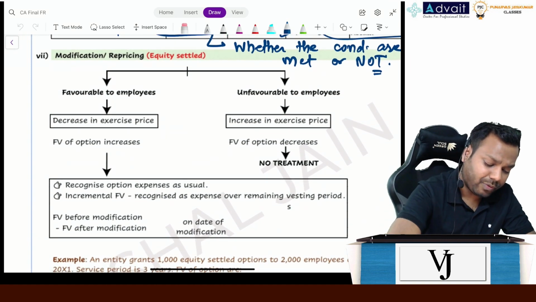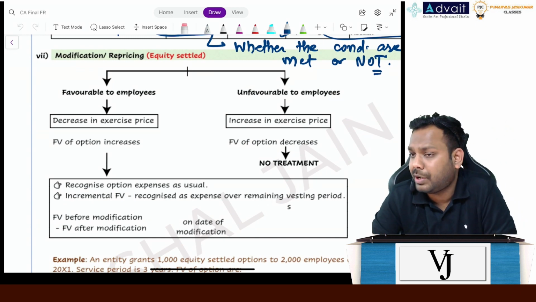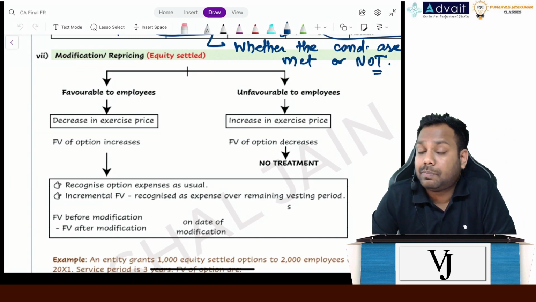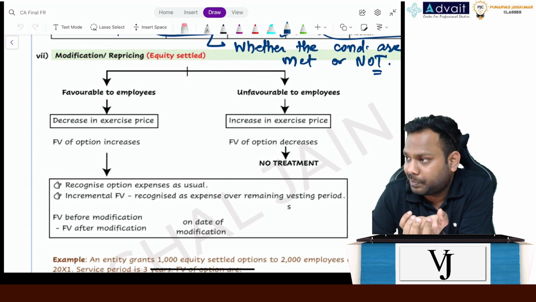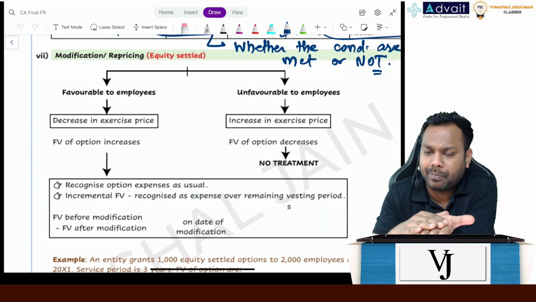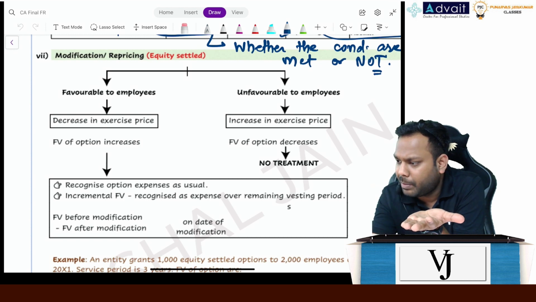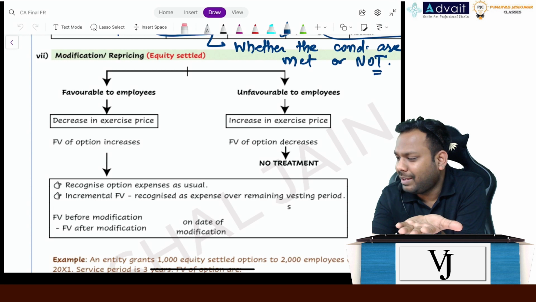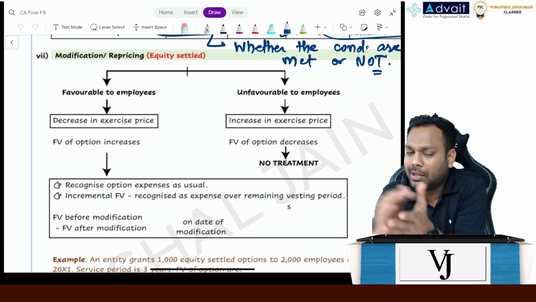What is the meaning of modification of share-based payment plans, or you can say a repricing? The whole intent to give share-based payments to employees is to retain them. Now think about a company whose market price is decreasing day by day. Don't you think the employees will think, anyway the price is decreasing, so no point staying in the company, because the fair value of the options is anyway decreasing.